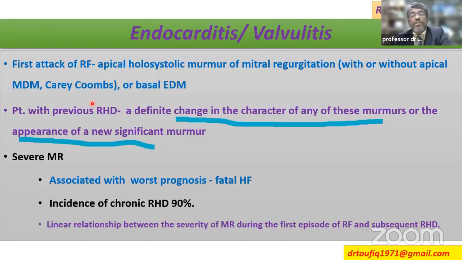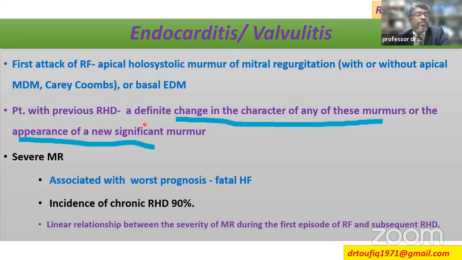Usually when there is acute rheumatic fever, the patient may not have mitral stenosis. Mitral stenosis is a sequela of chronic rheumatic heart disease, of repeated attacks of acute rheumatic fever. But in the first attack of acute rheumatic fever, as there is valvulitis or endocarditis, the patient usually has features of mitral regurgitation or aortic regurgitation.